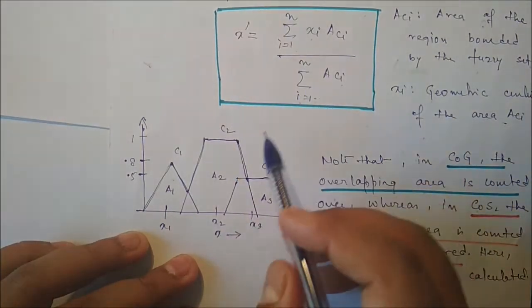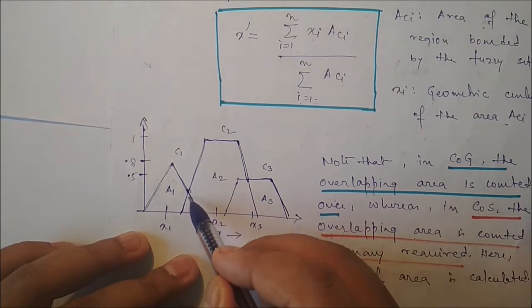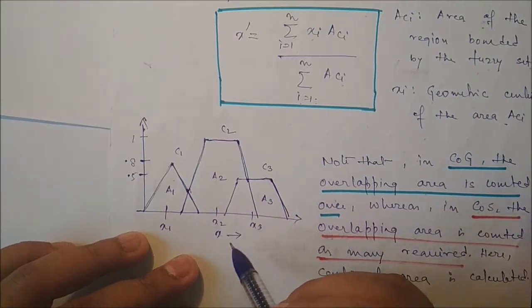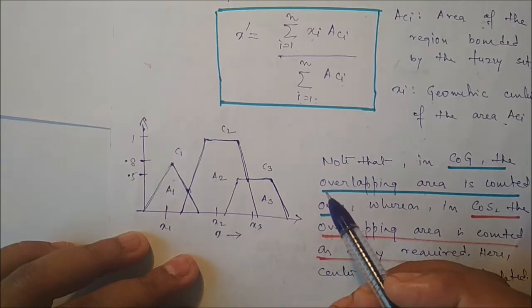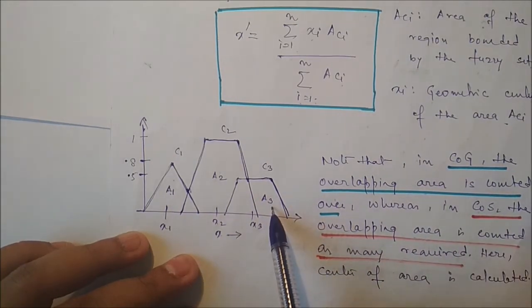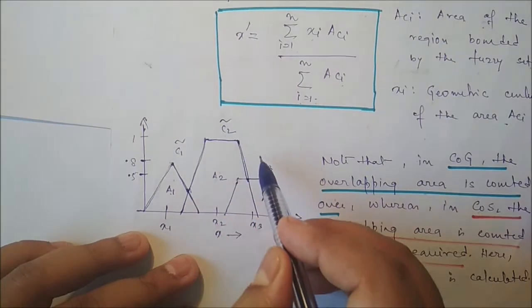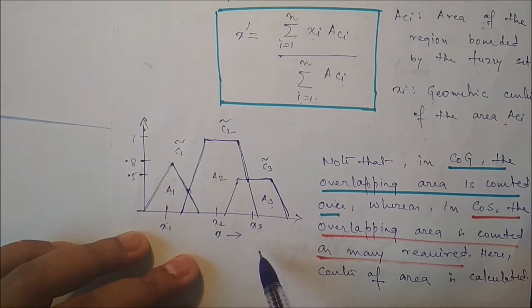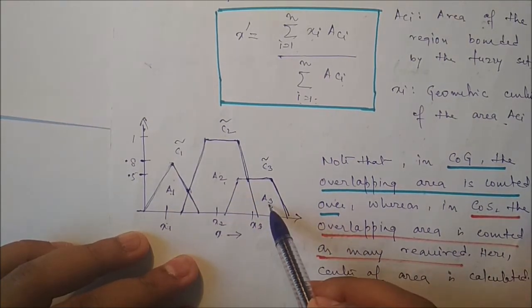But since it is the center of sum method, this particular part we count 2 times. This is the part we have to consider 2 times. Okay, so A1, A2, A3, these are the areas of the regions bounded by the output, and x1, x2, x3 are the geometric centers of the areas. So x1 is the geometric center of A1, x2 is the geometric center of A2, and x3 is the geometric center of A3.